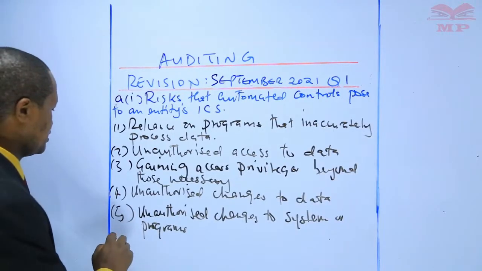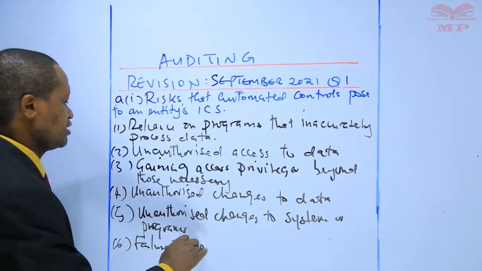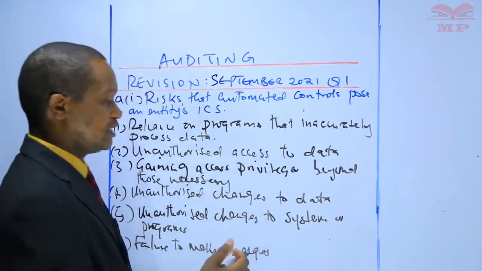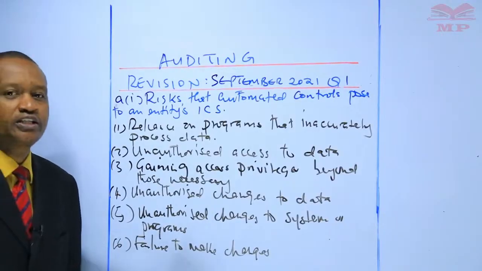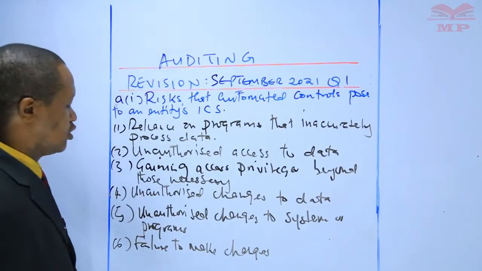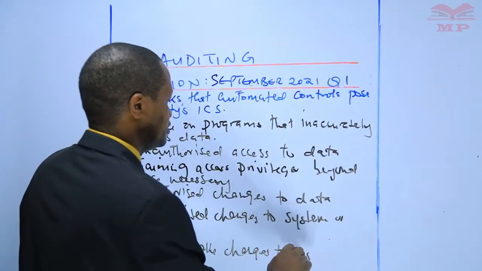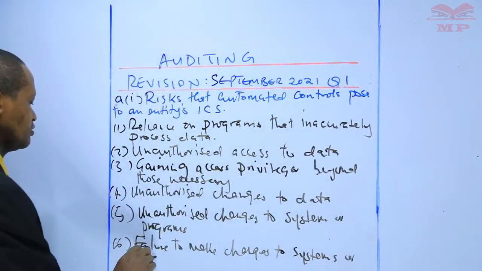Number 6 is the risk of failure to make changes. There is a risk of failure to make necessary changes to systems or to the program, to systems or to the programs.